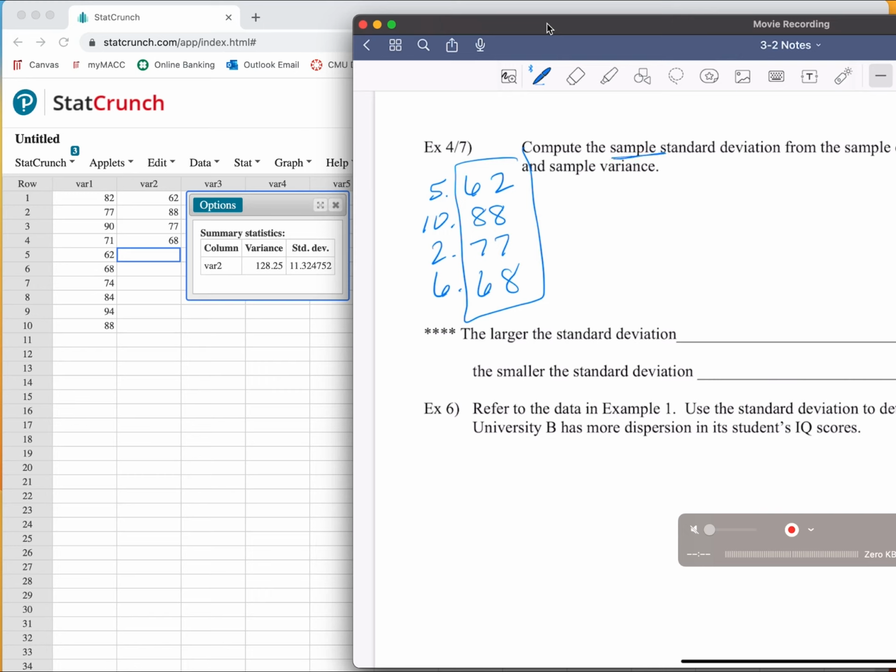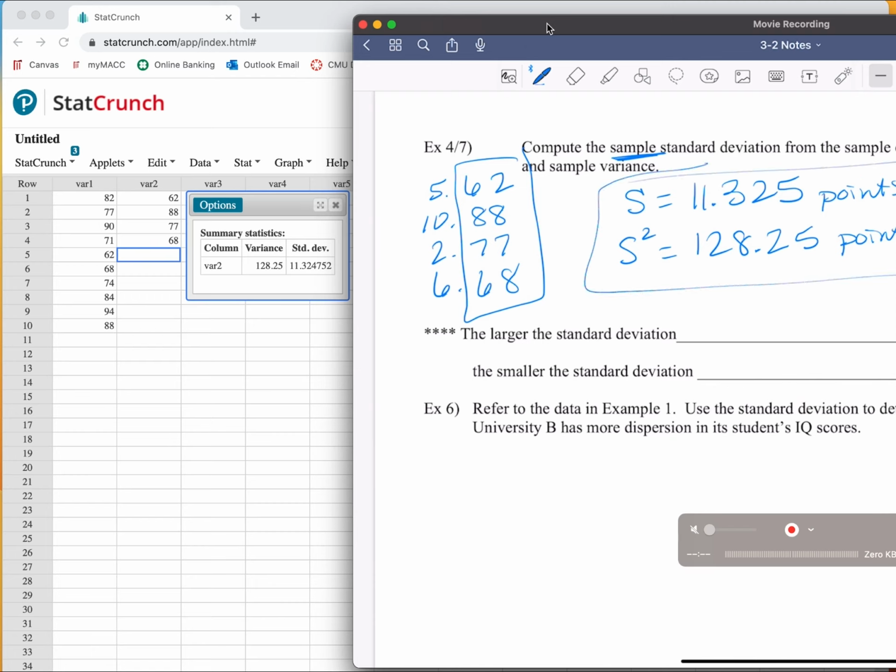So this is a sample standard deviation, so I'm going to use S, and that is 11.325. Oops, I forgot my 3. 11.325. And again with the points, because it's a standard deviation, my sample variance is 128.3. Well, you know what, 25. It's already in there. Why am I trying to round that? I don't know. Points squared.